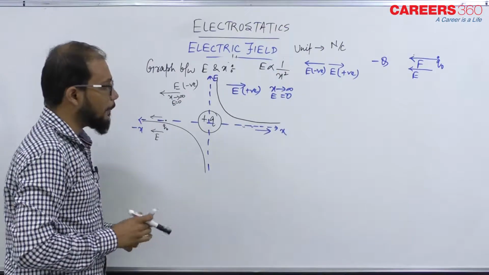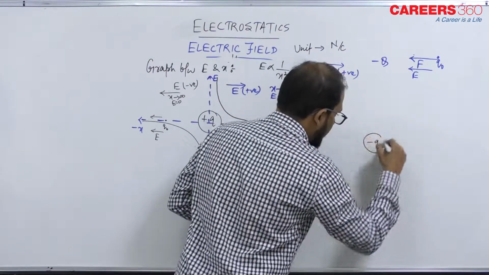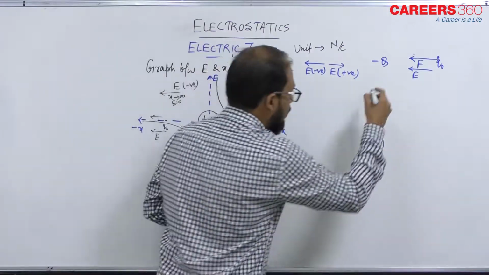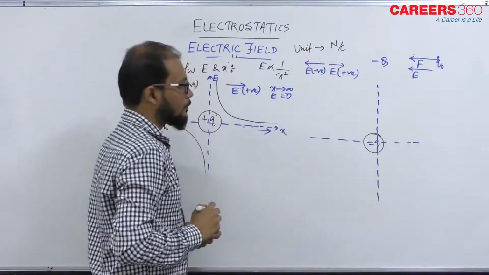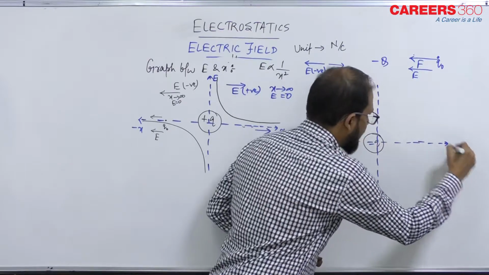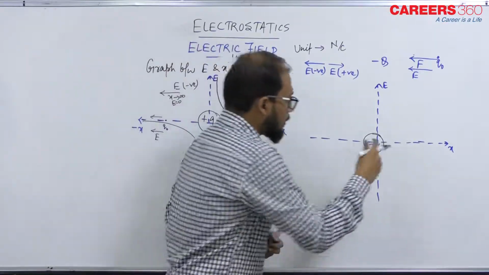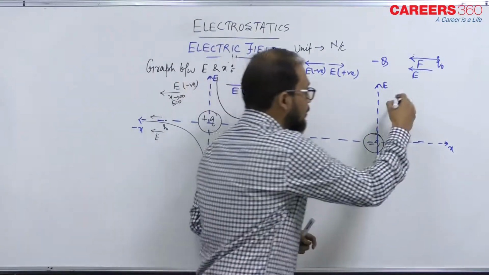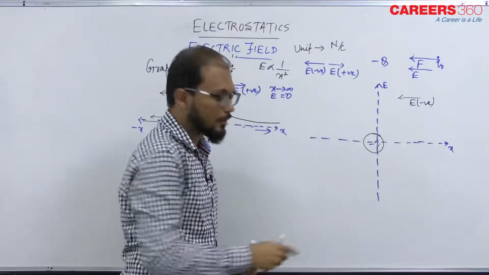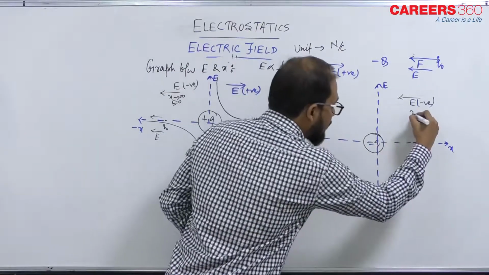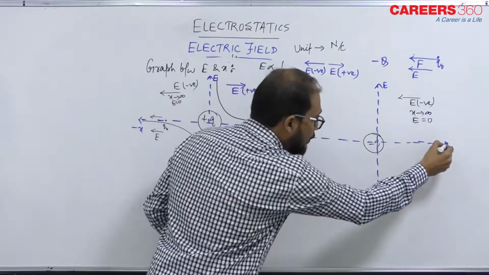And if we draw the graph for minus q here, it will be like this. This is minus q. Now, this is x, this is E. Now here, the electric field due to a minus charge is always towards it. That means it will be in this direction, and here the electric field is negative. That means we will plot the electric field below the x-axis, that is on this line. And here, as x tends to infinity, we know that the electric field is 0. That means the electric field will be 0 here.